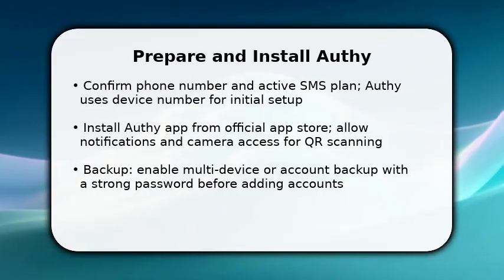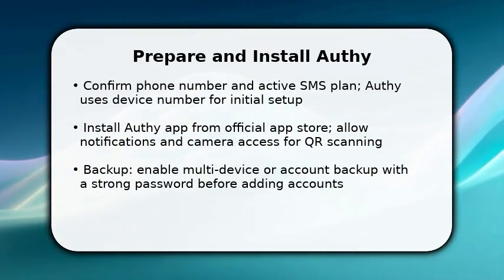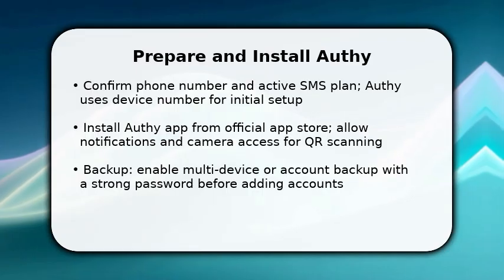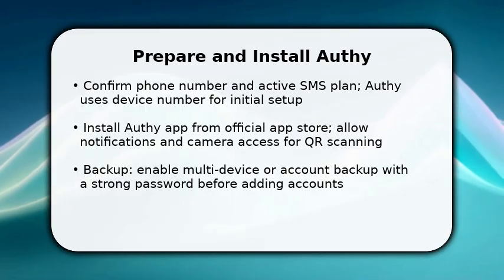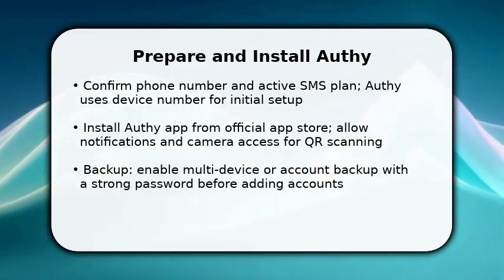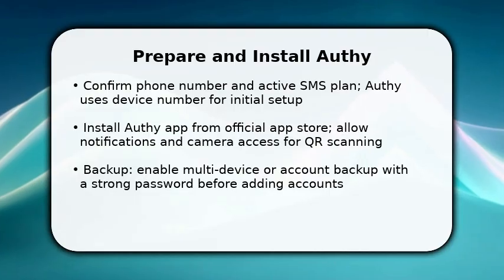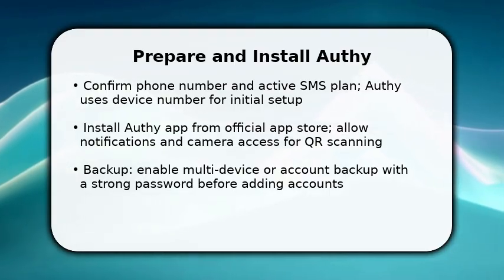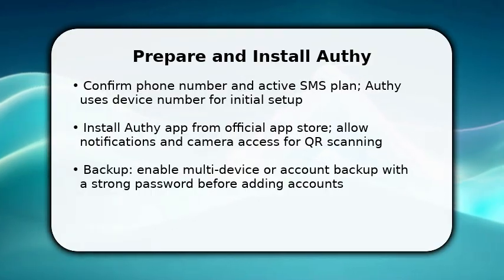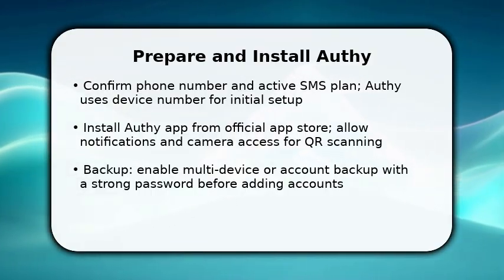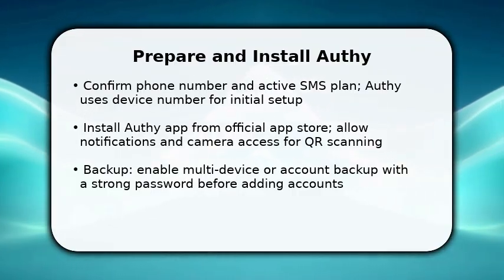You'll start by preparing your phone and account. Install Authy from the official App Store and allow camera and notifications so you can scan QR codes and receive codes. Once done, open Authy and register with your phone number. That links the app to your account for two-factor tokens. Make sure to enable account backup or multi-device now so you can recover tokens later. This initial step prevents lockout and simplifies adding services immediately after.